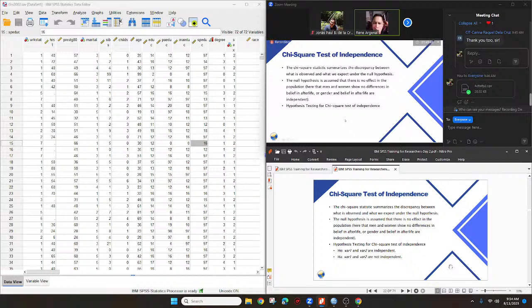So, belief in life after death is categorical and male-female is also categorical. So, null hypothesis, pwede, no? Variable 1 and variable 2 are independent. Variable 1 and variable 2 are not independent. Or variable 1 is dependent on variable 2.